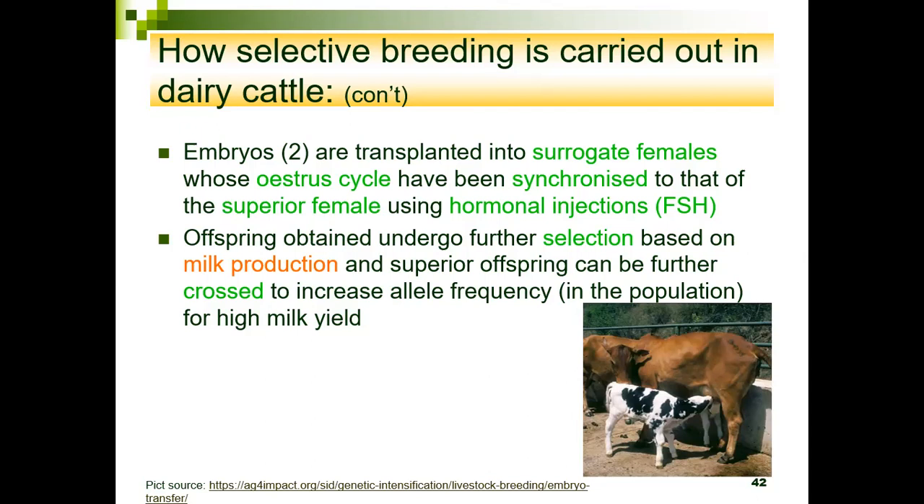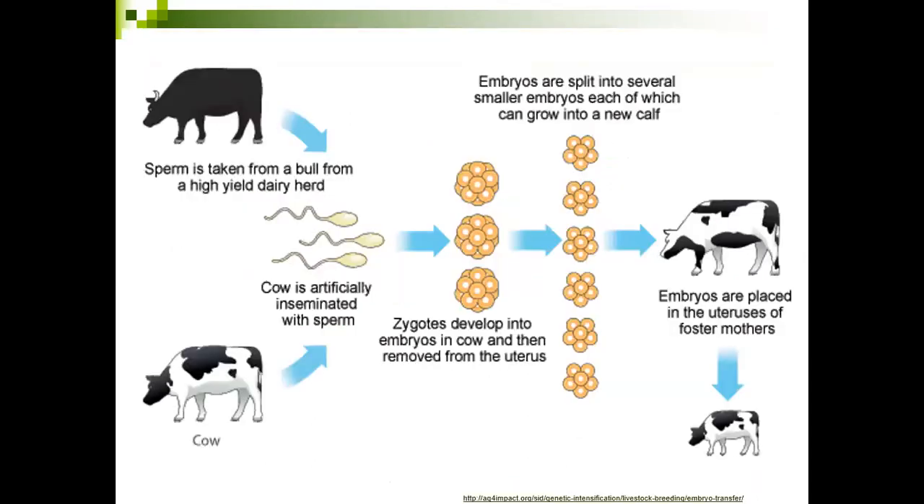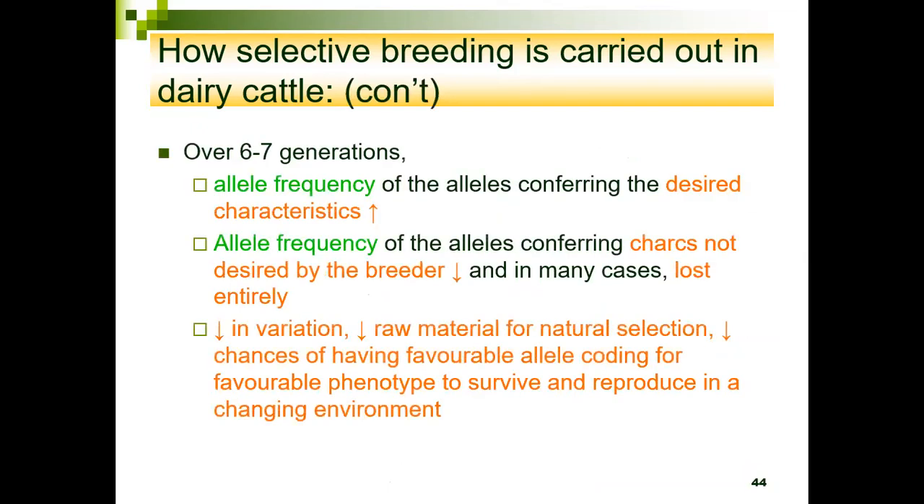So we continue the selection, crossing, selection, inbreeding until most of them are homozygous. So again, same thing, 6 to 7 generations. Okay. So over 6 to 7 generations, the allele frequency of the allele conferring the desired characteristic will increase, right? After we do selection, inbreeding, selection, inbreeding for 6, 7 generations, the desired characteristic will increase in the population. The allele frequency of the alleles conferring characteristics not desired by the breeder, in many cases, will be lost entirely. So whatever alleles we don't choose might be gone forever because we didn't choose them. So this is a problem here. When it's lost, the variation will decrease, right?